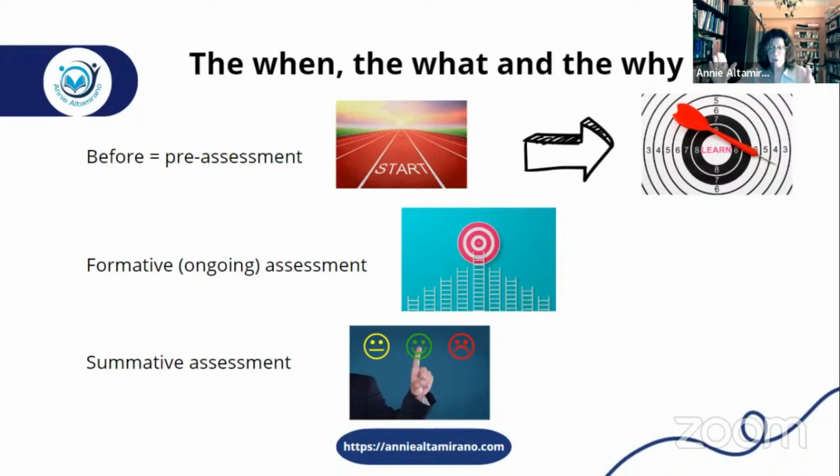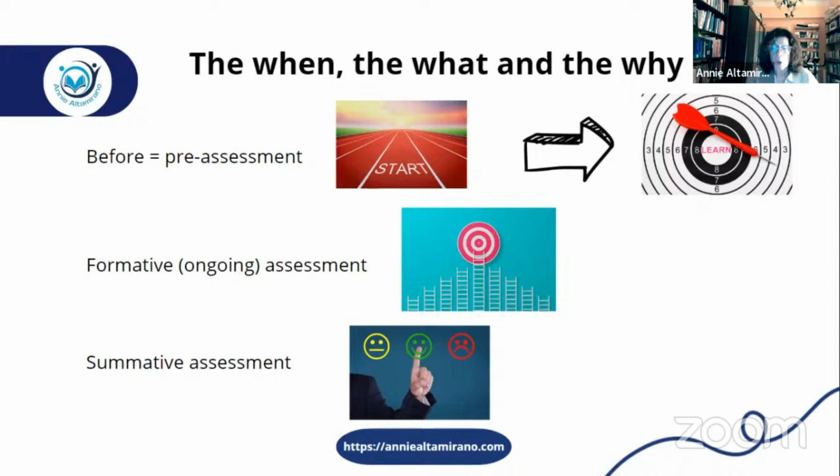Throughout a unit of work, that is, ongoing or formative assessment, and then at key endings, which involves summative assessment. So, as you can see, when we talk about formative assessment, we don't mean to say that we should only be using formative assessment and do without summative assessment. All kinds of assessment are essential.